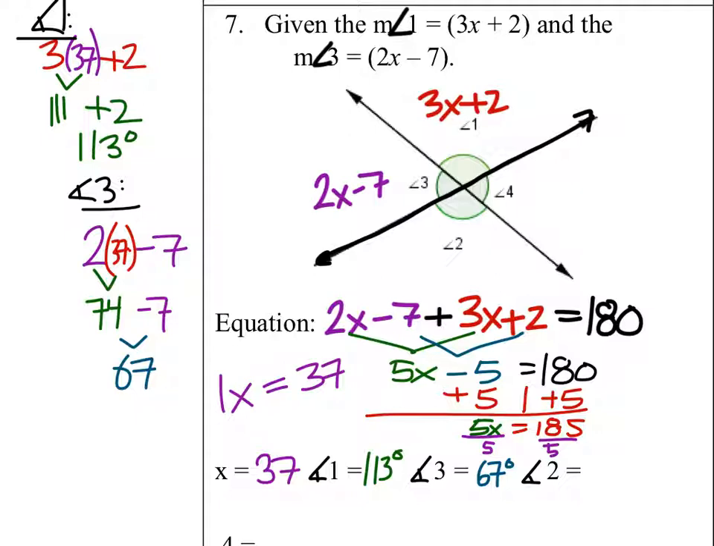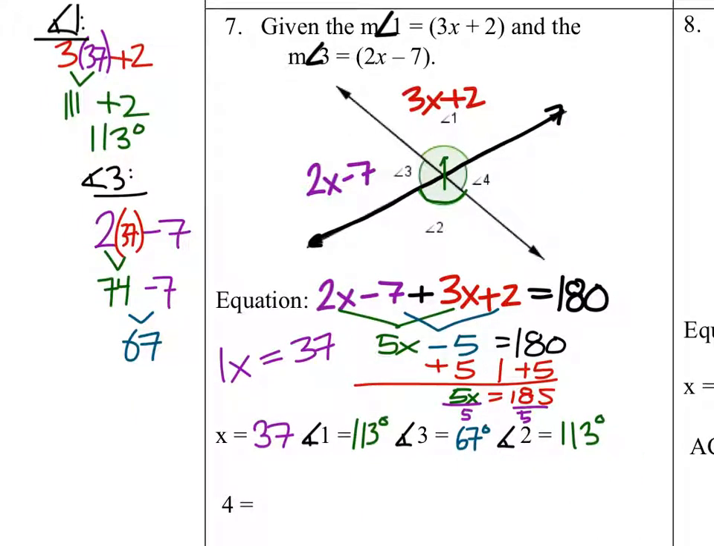So next up, it asked for angle 2, but the problem is it didn't give us an equation for that. But that is correct. This one is vertical with angle 1, so it's just going to be the same number of degrees, 113 degrees. Very good. So now we've got this angle 4. It is vertical with angle 3, so it will have the same number of degrees, 67 degrees. And that is all for number 7.